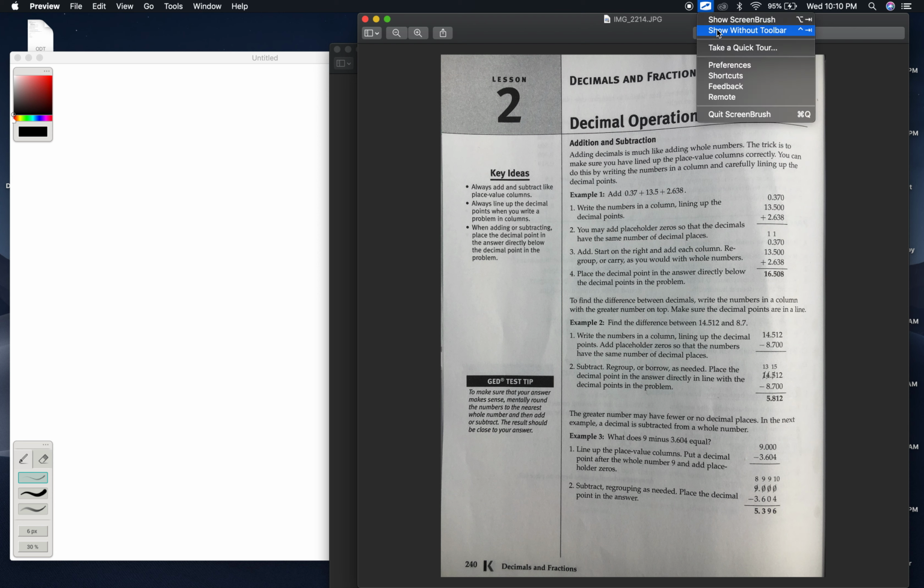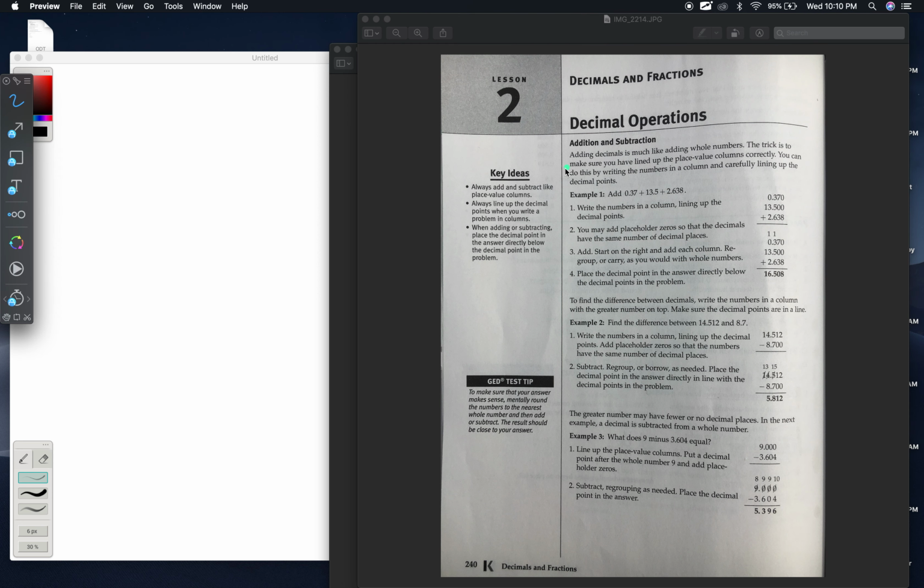Let me go ahead and brighten up my cursor here. So let's read that last one more time. When adding or subtracting, place the decimal point in the answer directly below the decimal point in the problem. Okay, so addition and subtraction.